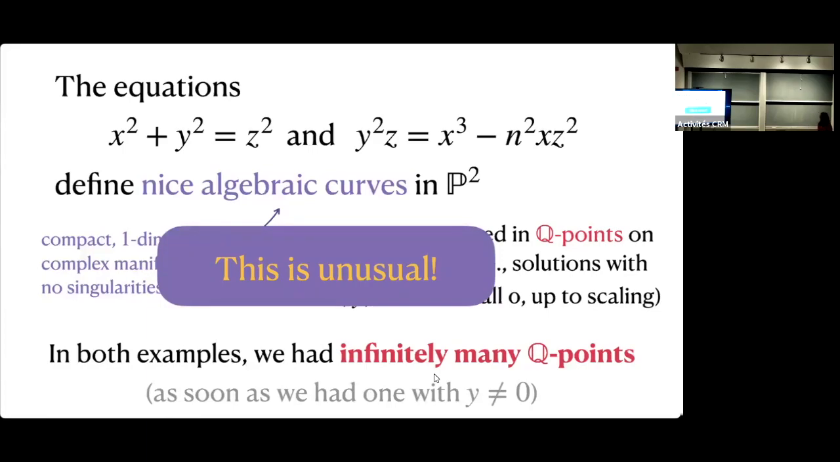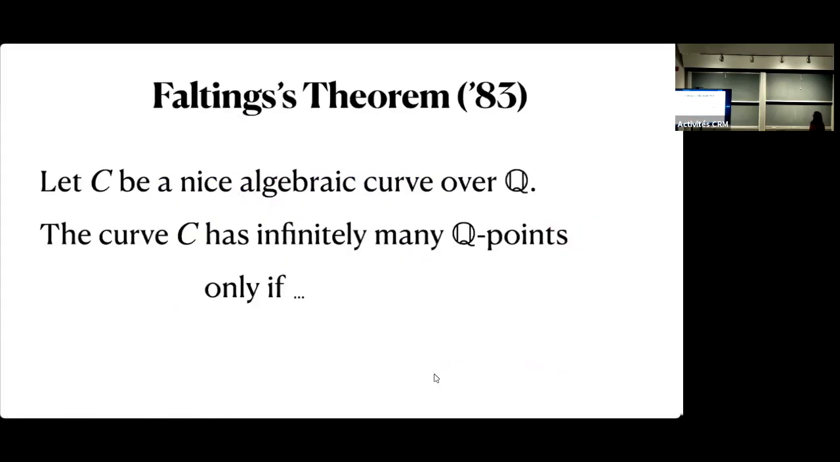And this is a theorem, a landmark theorem due to Faltings in 1983. And it tells us when you can have infinitely many points on a curve. So it says if you have this algebraic curve over Q, then having infinitely many solutions over Q, rational solutions, which is like an arithmetic property, a property that you can talk about without looking at the complex numbers.